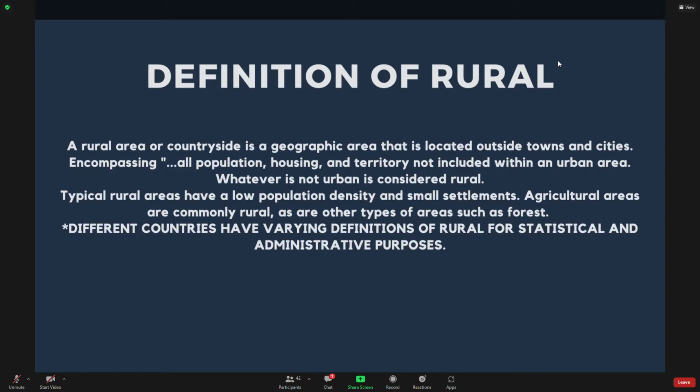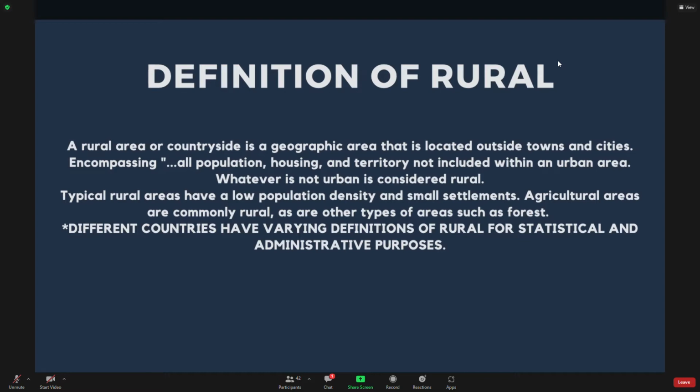So that means, especially in developed countries, when we talk about livable, I don't want to call them developed countries, because some places in the US are not really livable. What I want to refer to here is most of the livable countries and livable cities in the world. Sometimes they use different definitions of rural because of statistical and administrative purposes.